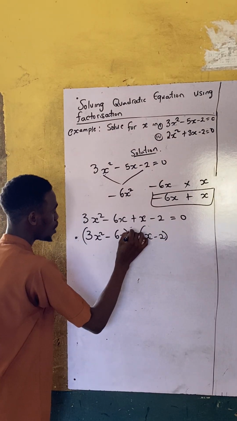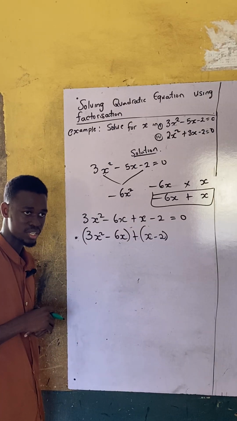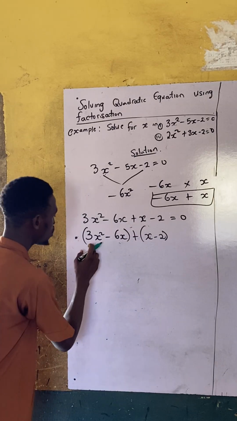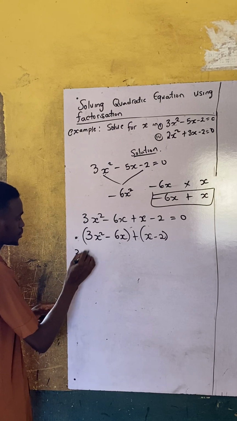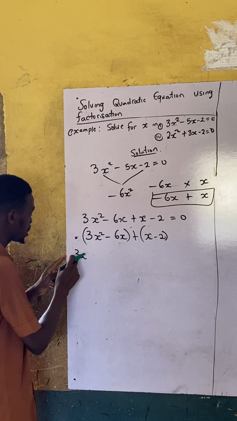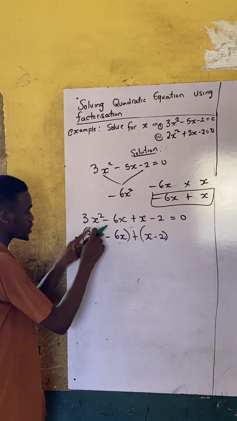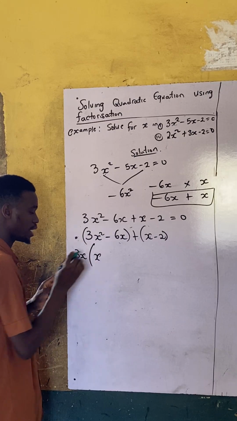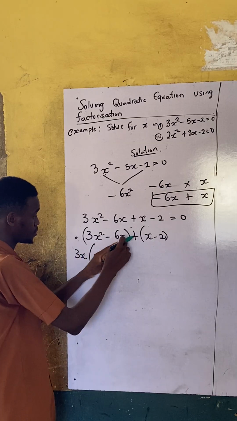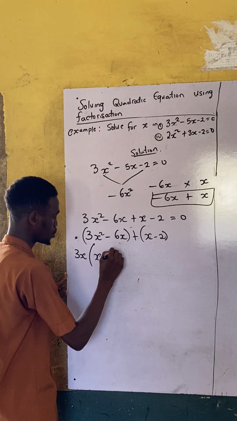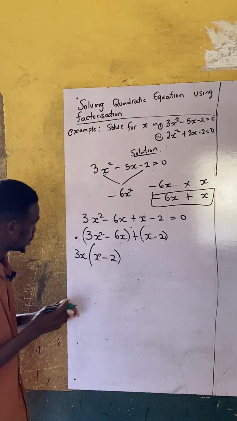Now, remember to always put your addition sign. It's very important. Now, look for the common factor. The common factor here is what? 3x. Looking at the two, when we divide 3x squared by 3x, what will remain is x. When you multiply them together, you get 3x squared. Now, when you remove 3x from 6x, you have minus 2.